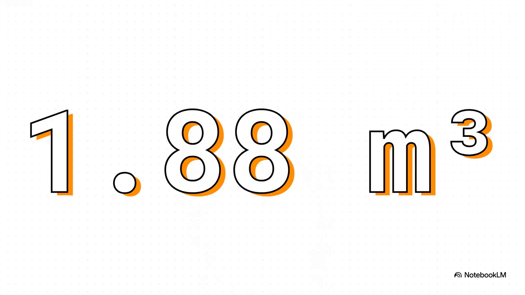So, picture this. A company reports it's using 1.88 cubic meters of water for every ton of production. And hey, that's an improvement from last year. On the surface, that sounds pretty good, right? A definite step in the right direction.